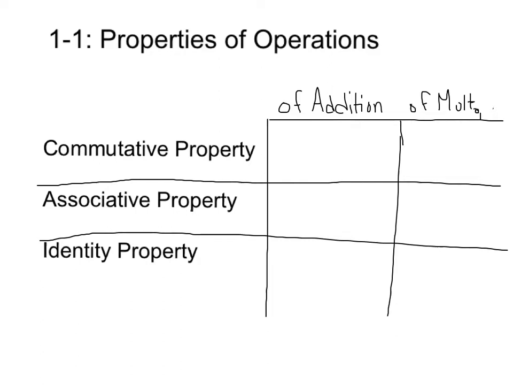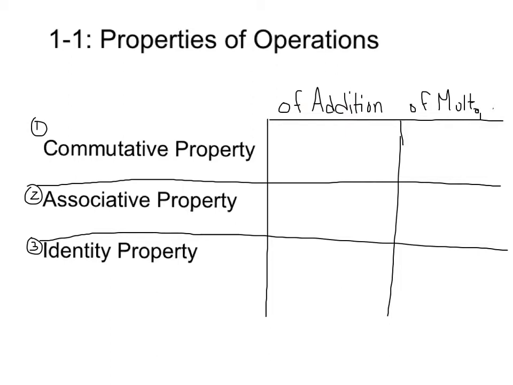In this video, we're going to take a look at the properties of operations. Basically, these are rules that allow us to work out problems, sometimes in a slightly different order. So there's three properties we're going to work on. The first is called the commutative property, the second property is the associative property, and the third property is the identity property. Now all three of these properties will work for addition as well as multiplication.